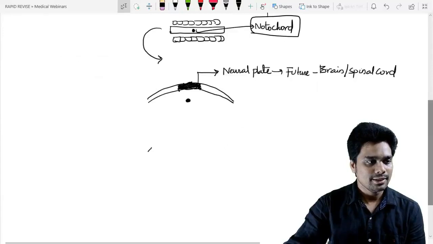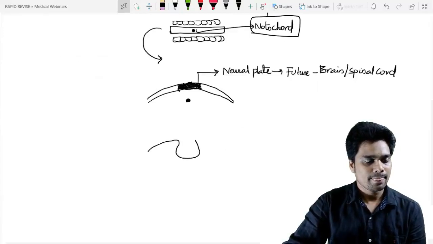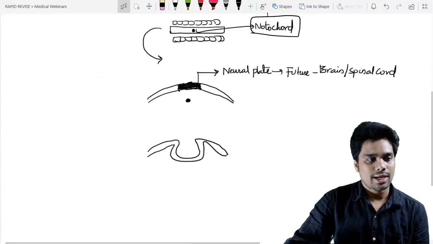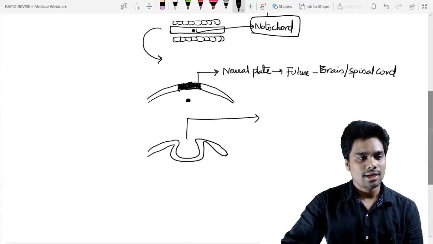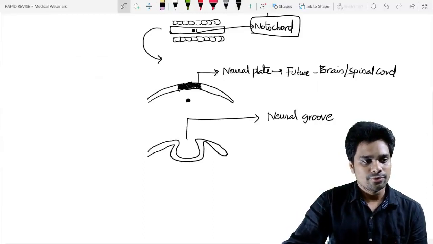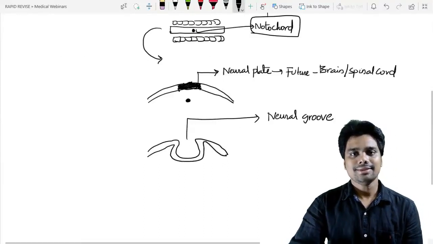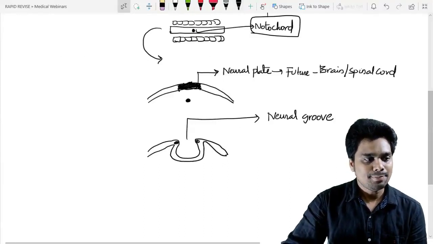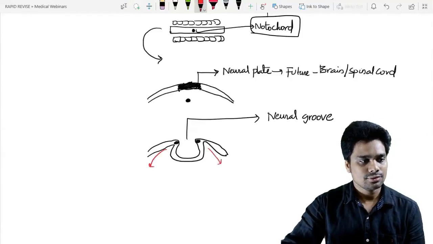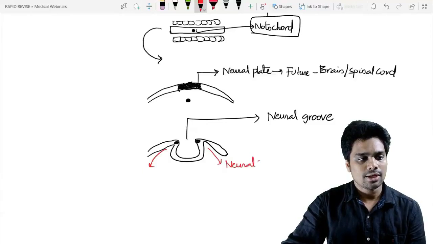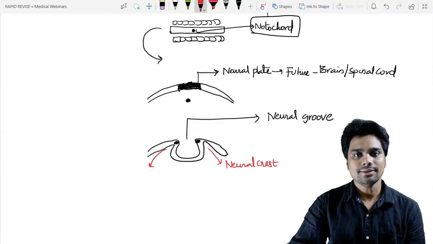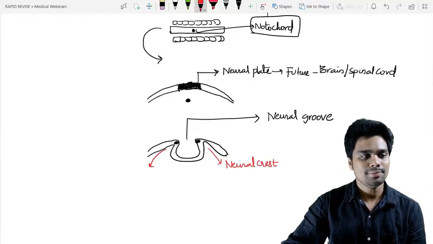The neural plate, during further development, undergoes invagination. The invagination of the neural plate leads to formation of the neural groove. There is an interesting clinical point here. The tips of the neural groove give rise to future neural crest cells. So what is the site of the neural crest? Neural crest originates from the tips of the neural groove.